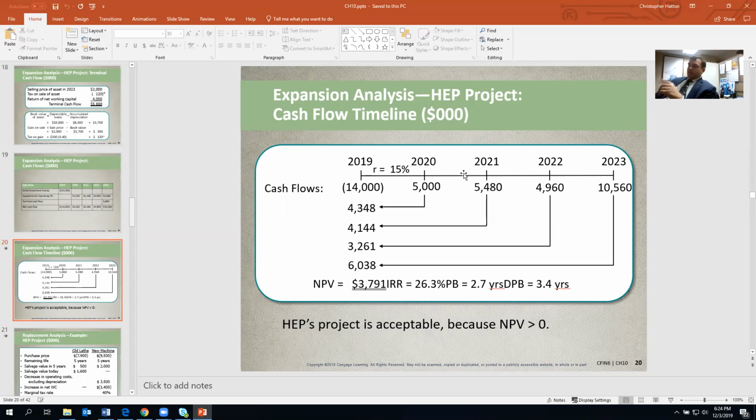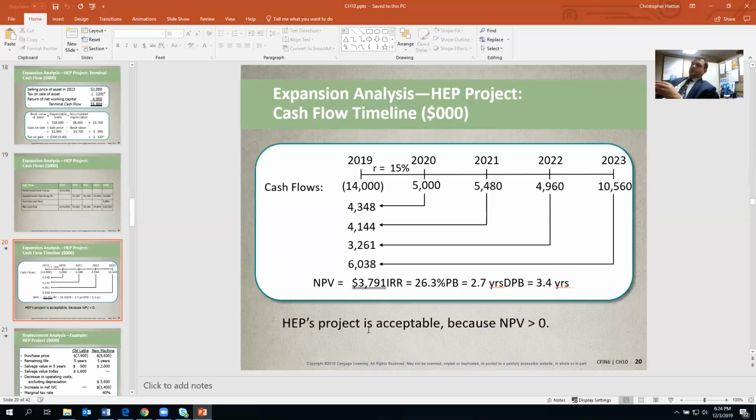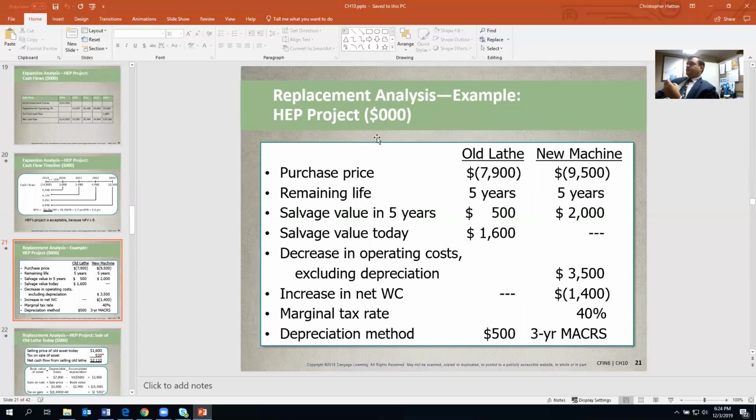With a stated rate. So always remember you're looking for an interest rate. Project is acceptable because net present value is greater than 0. So we always want to use net present value as trump even above internal rate of return and modified internal rate of return. Now here's a replacement project. You always have to have old figures and new figures. And then you run through the same process that we just went through in the slides here to get to these figures.